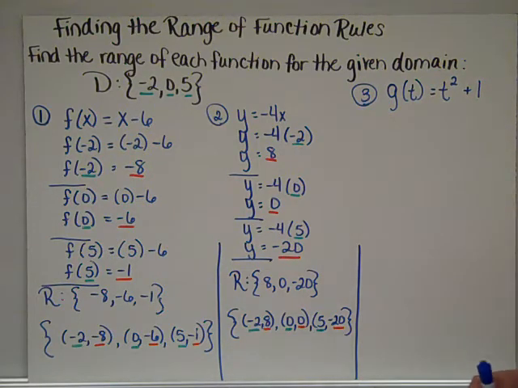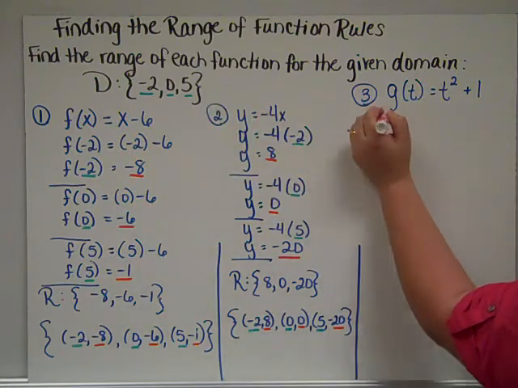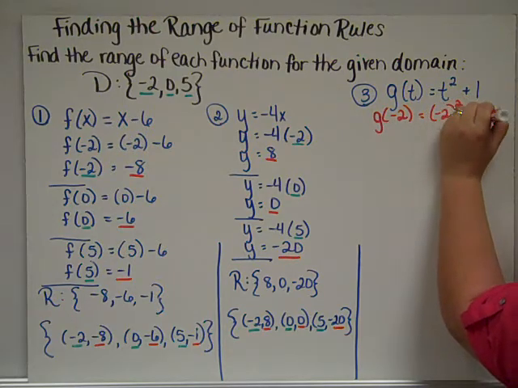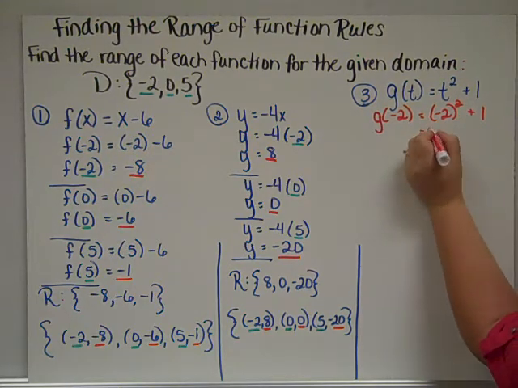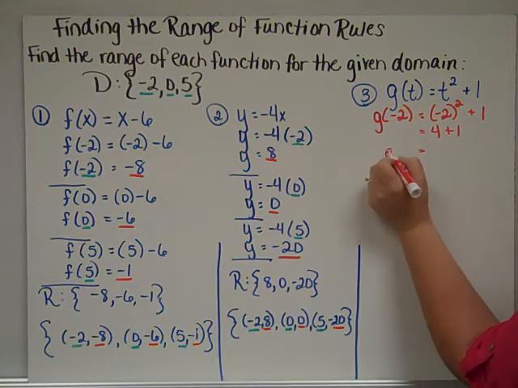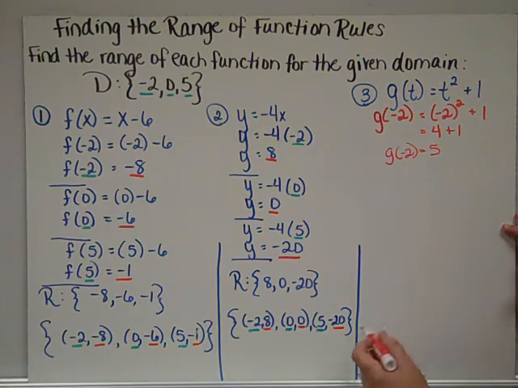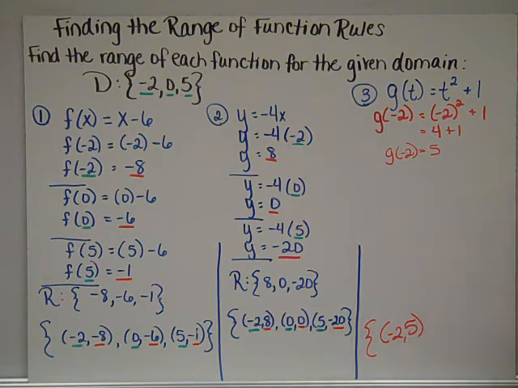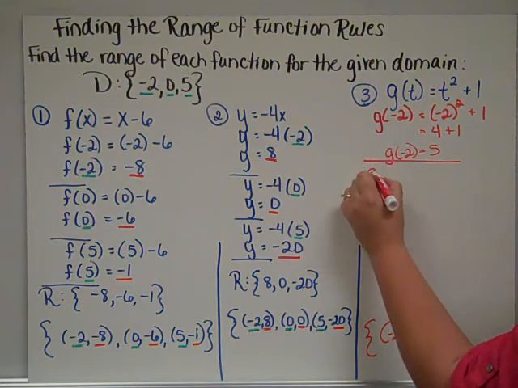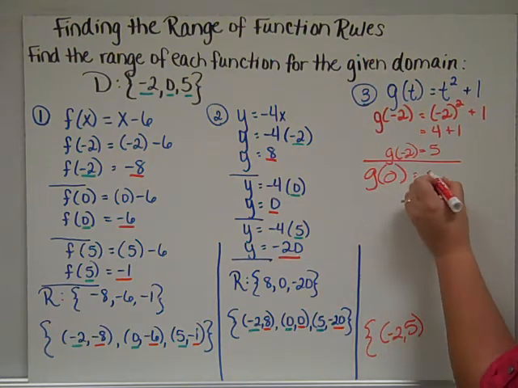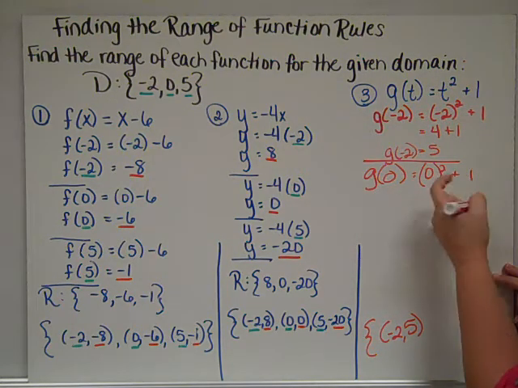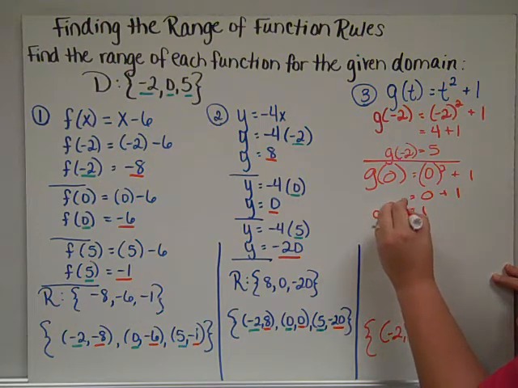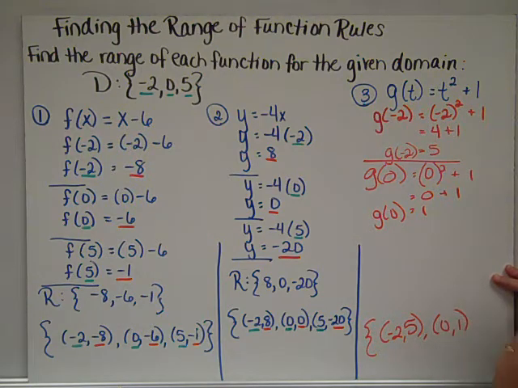So let's do number 3. I'm going to do the first one, negative 2. I'm going to evaluate this one at negative 2. I have negative 2 squared, so that's positive 4. 4 plus 1 is 5. So my first ordered pair is negative 2, and positive 5 spits out. Now let's do g of 0. When I plug in g of 0, 0 squared is 0. 0 plus 1 is 1. So when I plug in 0, positive 1 spits out. There's my next ordered pair.